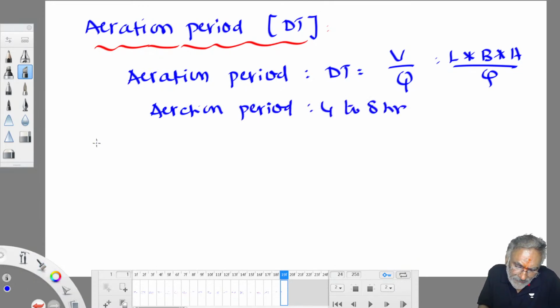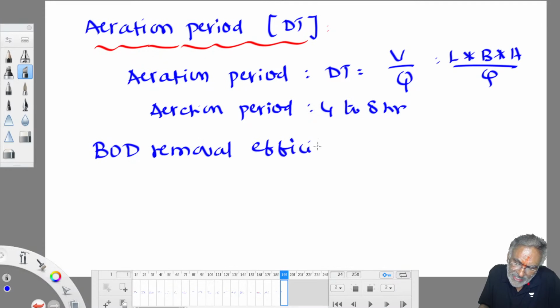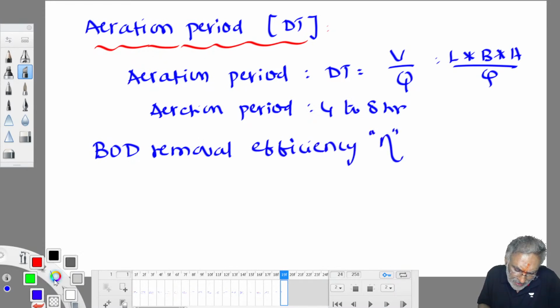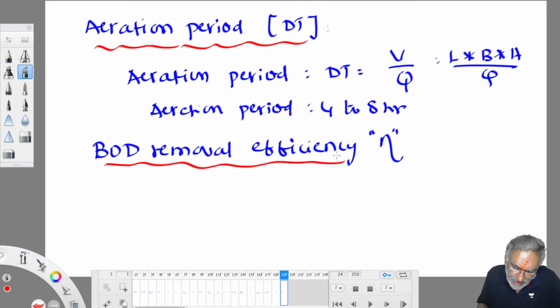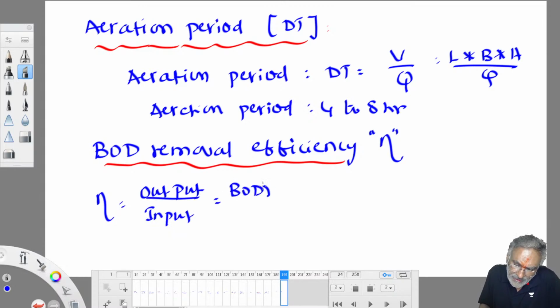Then BOD removal efficiency, the efficiency of BOD removed. BOD removed by BOD applied into 100 will give the efficiency. Efficiency is equal to output by input. Output is the BOD removed, input is the BOD applied. It is BOD removed by BOD applied.